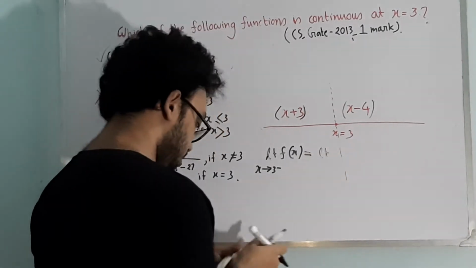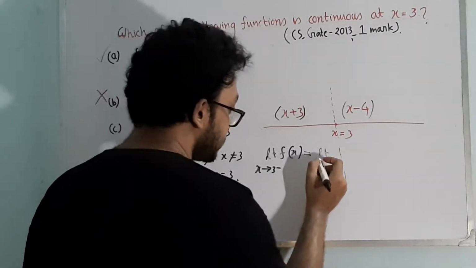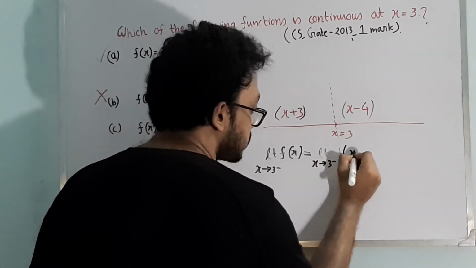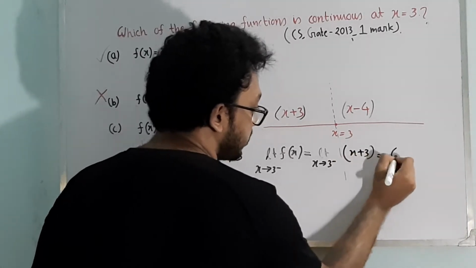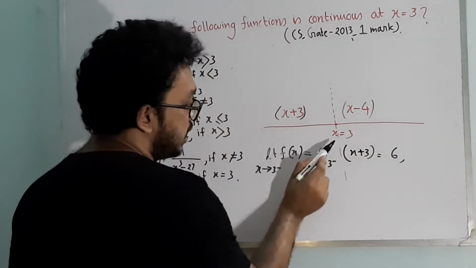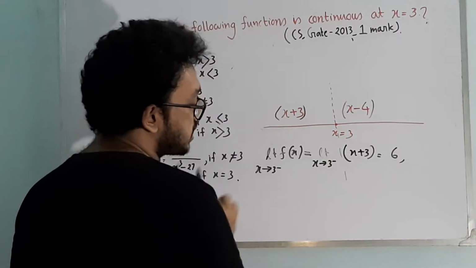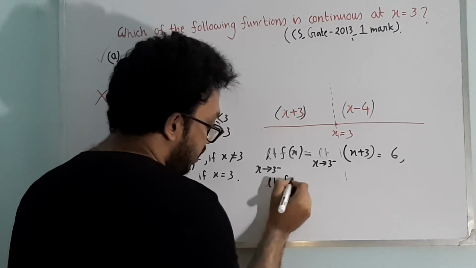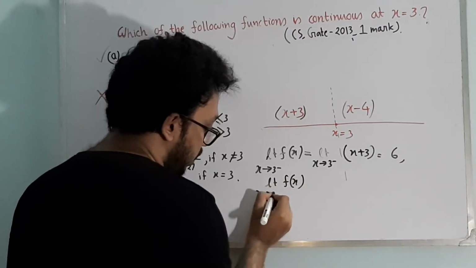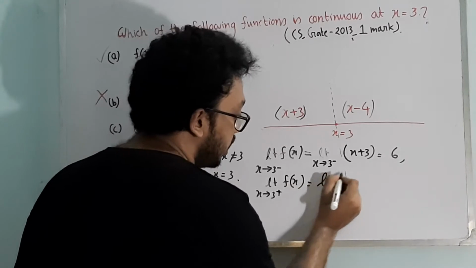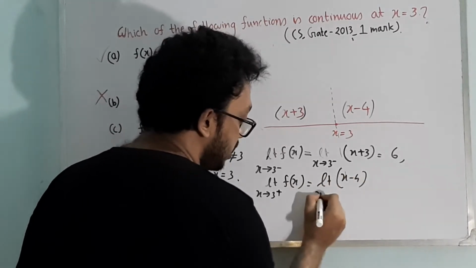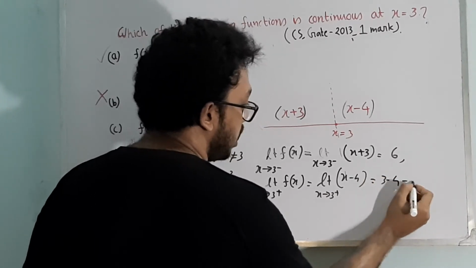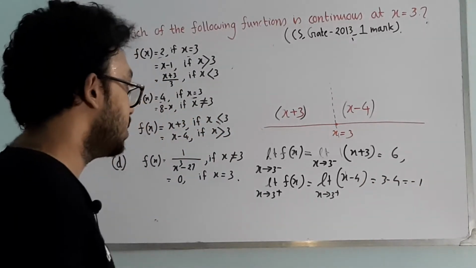So f(x) has to be replaced by x plus 3. So limit of x tending to 3 minus of x plus 3 is equal to 3 plus 3 equal to 6. And you see that just in the right side of x equal to 3, you have f(x) equal to x minus 4. So the right hand limit of the function f(x) at x equal to 3 will be limit of x minus 4 when x is tending towards 3 plus, which is equal to 3 minus 4 equal to minus 1.